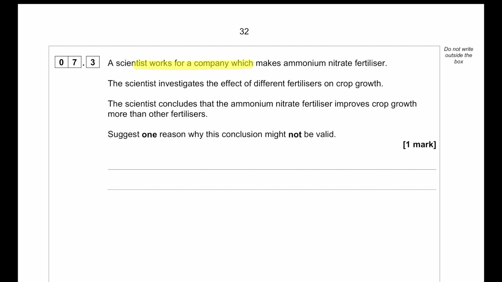A scientist works for a company which makes ammonium nitrate fertilizers. Scientists investigate the effect of different fertilizers on crop growth. Scientists conclude that ammonium nitrate fertilizer improves crop growth more than other fertilizers. Suggest one reason why this conclusion might not be valid.